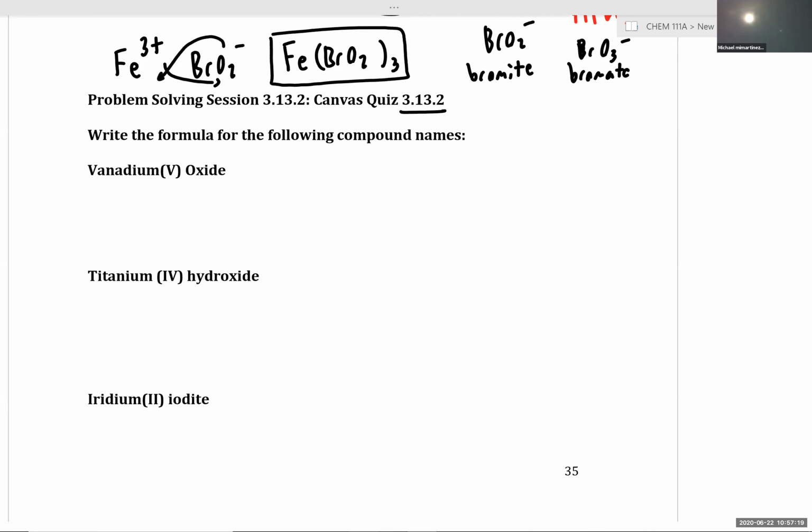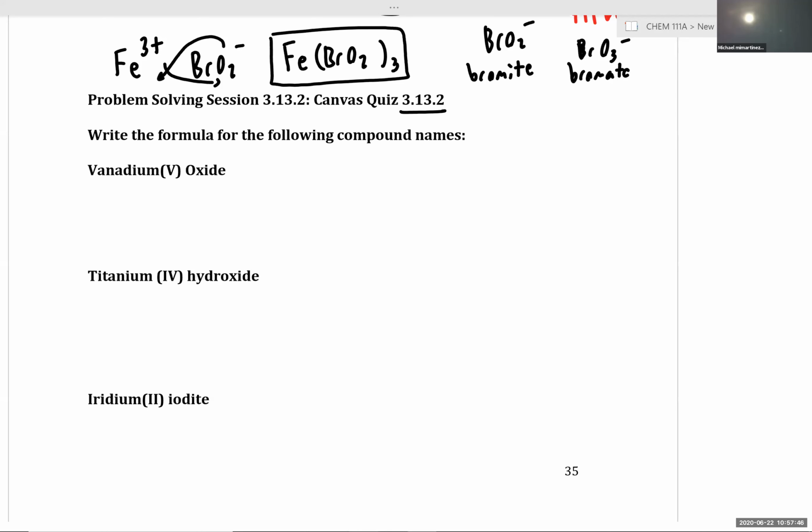The real important part behind these problems is not just what the answer is, but making sure you have the correct process to reach the answer. You may not see these exact compounds on the exam, but you'll see something that follows very similar logic. Okay, I'm seeing a lot of wonderful responses both in the chat and via Canvas.